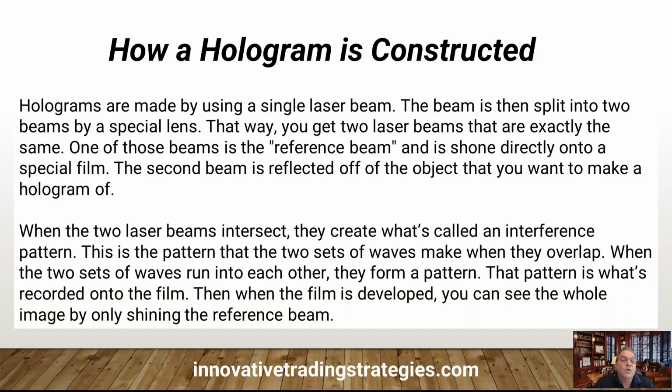Basically, the plate is recording the different angles of reflection off of the object. When the laser hits the object, it bounces off of it in different directions, and that's captured by the special plate. That's what allows us to look at a hologram in three dimensions, because it's just recording that light refraction.